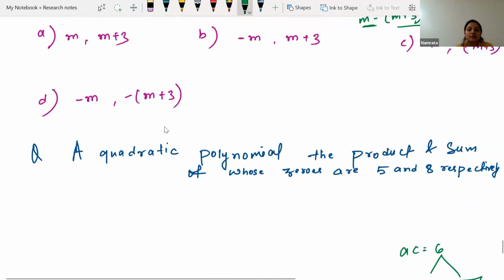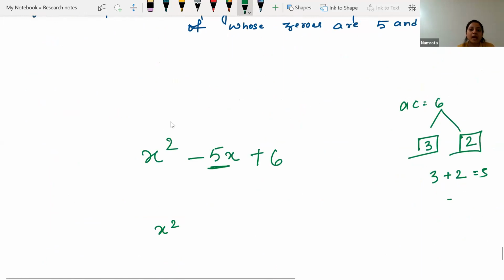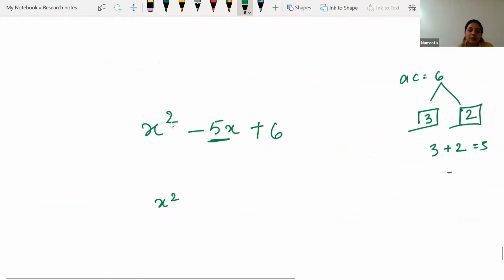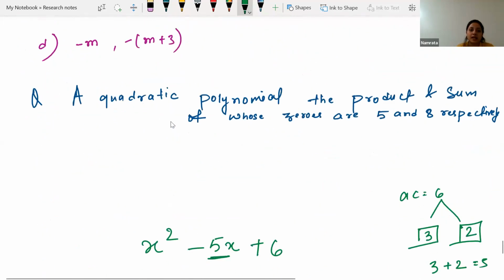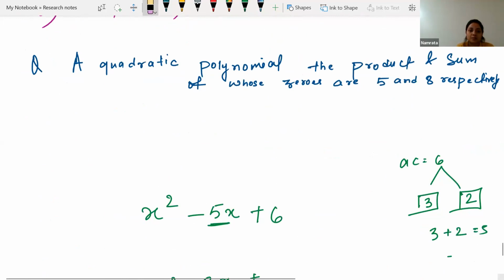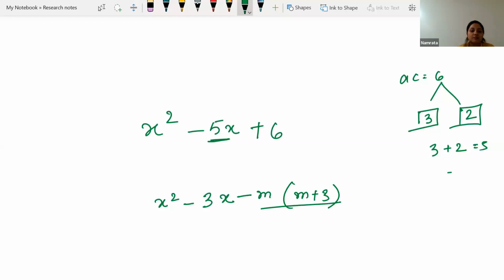Now in our question, we have x square minus 3x minus m times m plus 3. It's not plus, it's minus m times m plus 3. What we will do: this is C, this is A. We will multiply A and C.